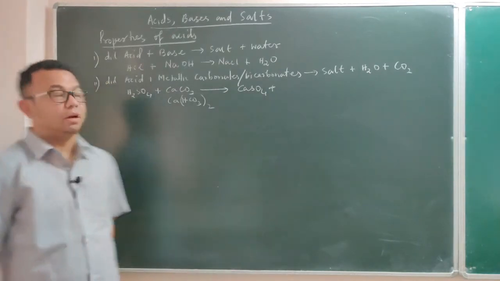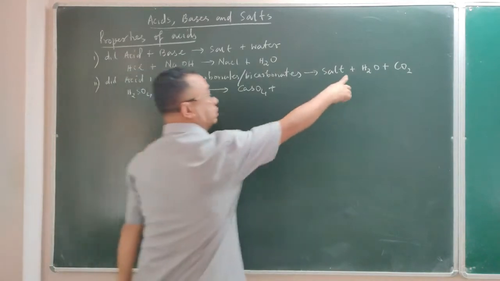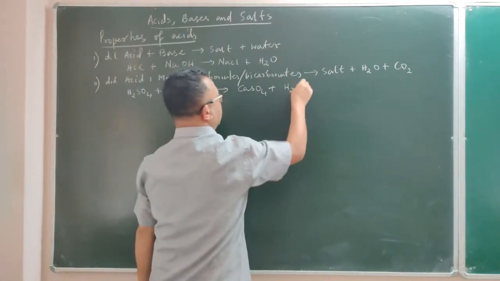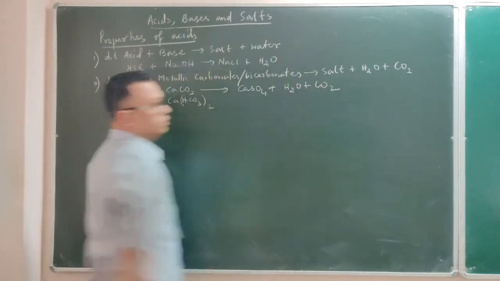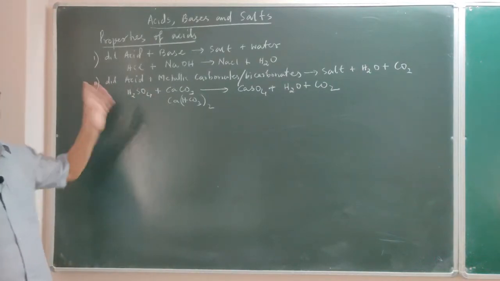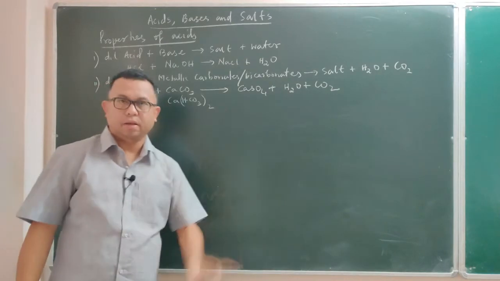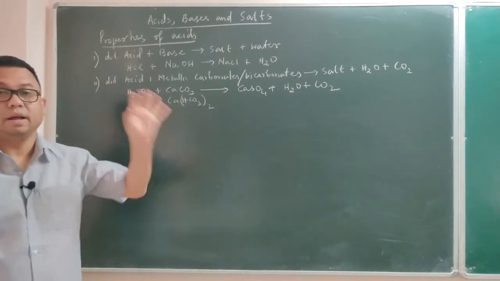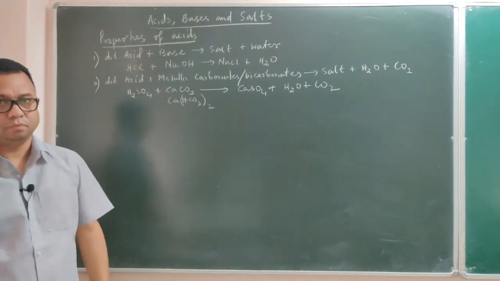Here you can see a salt plus the other two is what is fixed, water and carbon dioxide. So water plus carbon dioxide. This is what is the second property of acid. So acid will react with metallic carbonates and bicarbonate to give you salt, water and carbon dioxide.